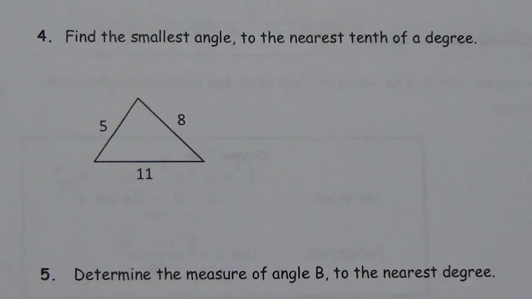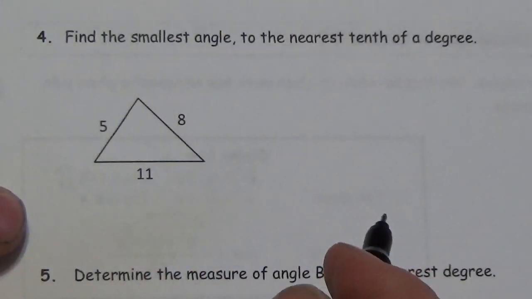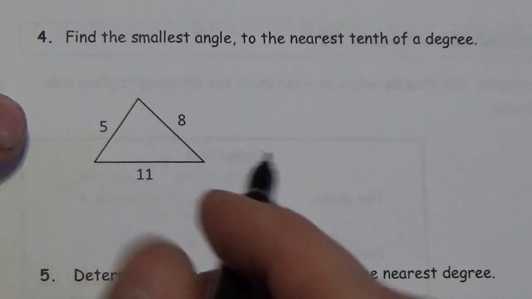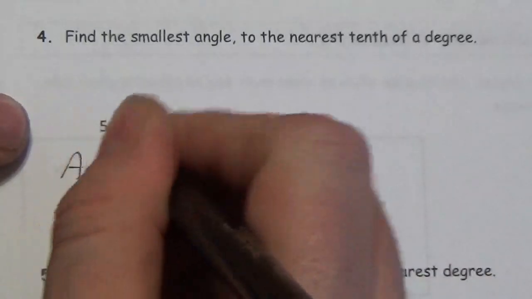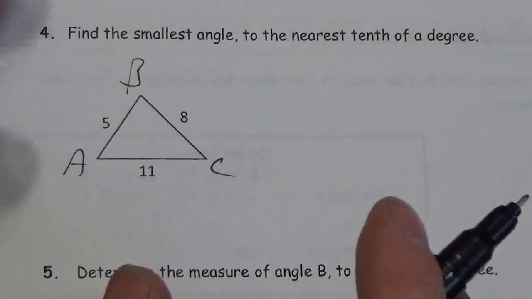Okay, let's take a look at this next problem. I like this problem here. Find the smallest angle to the nearest tenth of a degree. Now, we don't want you to be the person who goes through and has to find every single one of these angles. In fact, let's label them A, B, C, because there is a way to determine this.